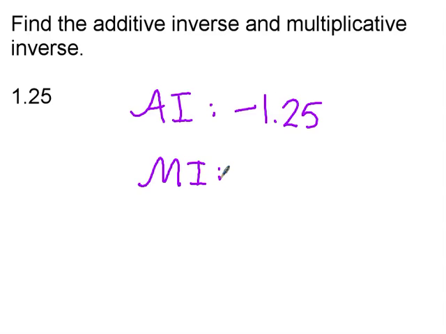So the best way to do this, when you're finding multiplicative inverse, you've got to write that as a fraction. What is 1.25 as a fraction? 1 1/4 or 5 over 4. The multiplicative inverse is going to be the flip of that. So what's the multiplicative inverse going to be? 4/5. Pretty straightforward. What does multiplicative inverse mean? It's just the number that when you take it times the number, it gives you 1.